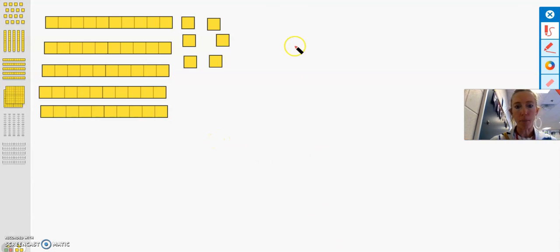So what's going to happen here is I already took out a certain amount of base 10 pieces. And how many little squares are there? Well, there are, let's see, 56. So this is the problem we're going to work through together.